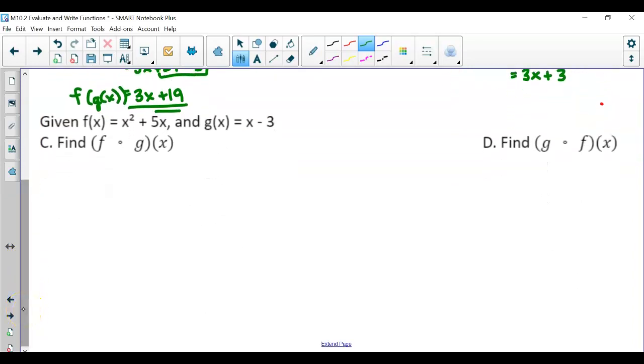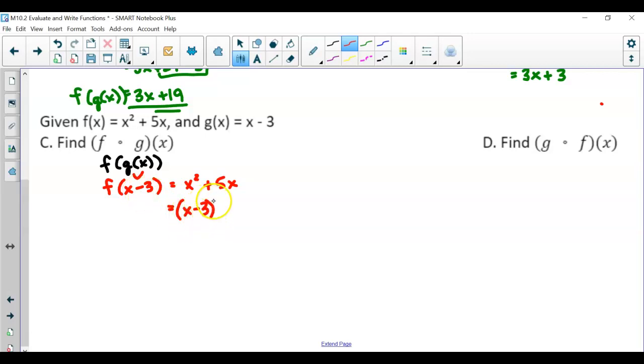So now C, just to kind of make it a little bit more complicated with C and D. Same thing again, rewrite. So this is f of g of x. Well, g of x is x minus 3. So f of x minus 3 is what we're looking for here, which is x squared plus 5x. Then same as before, x squared, so x is x minus 3 squared plus 5 times x, or x minus 3.